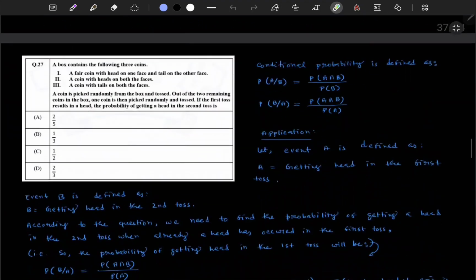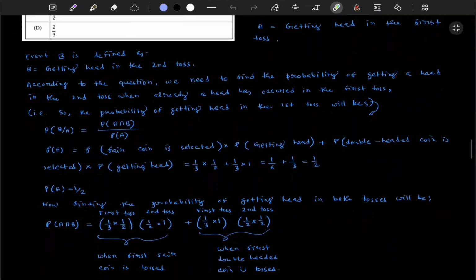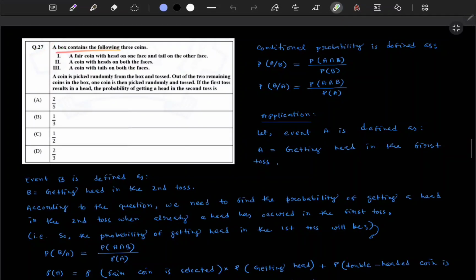Now moving on to the next question. A box contains the following 3 coins. A fair coin with a head on one face and a tail on the other face. Another coin is also there where both the faces are head. Another coin is here where both the faces are tail.